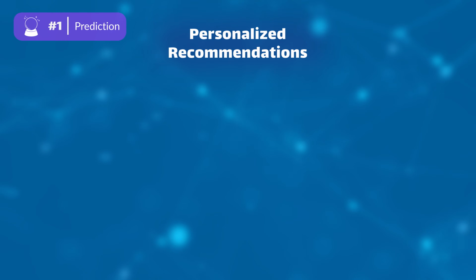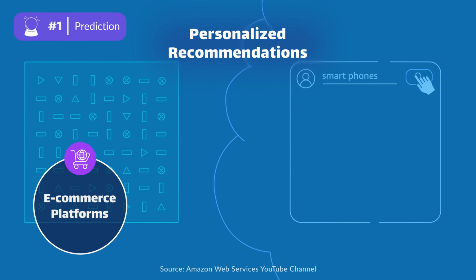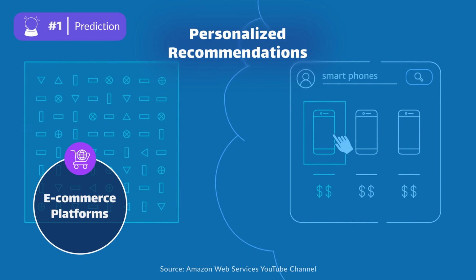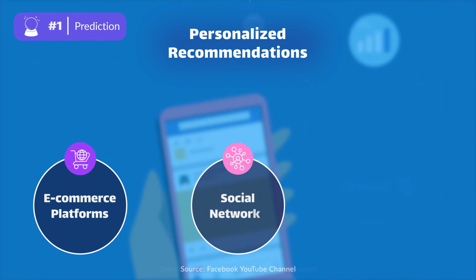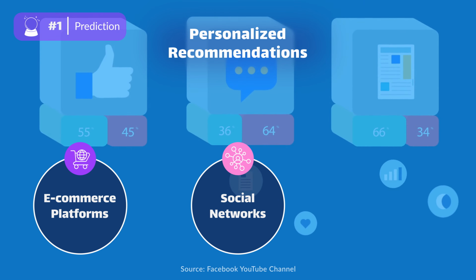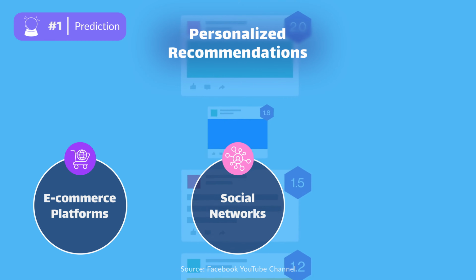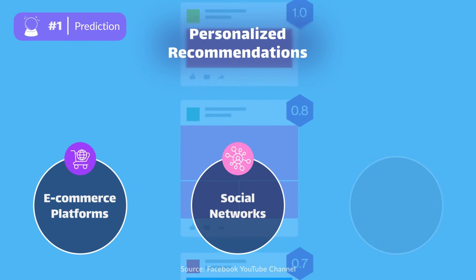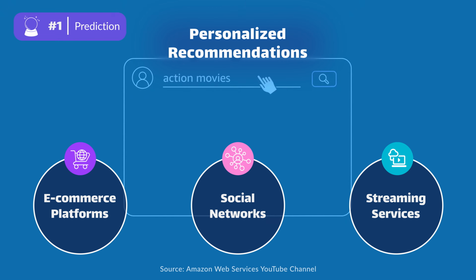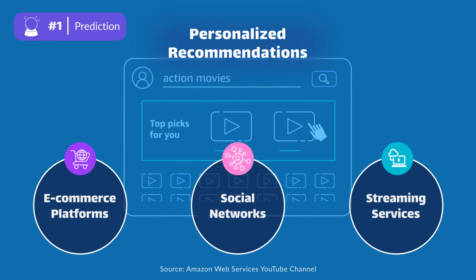For instance, e-commerce platforms like Amazon can recommend products to buy based on users' purchasing behavior and browsing history. Social networks such as Facebook and Twitter can curate personalized content for users' timelines, considering factors like app usage and interests. Streaming services like Netflix can suggest movies and shows based on viewers' watching history and preferences.